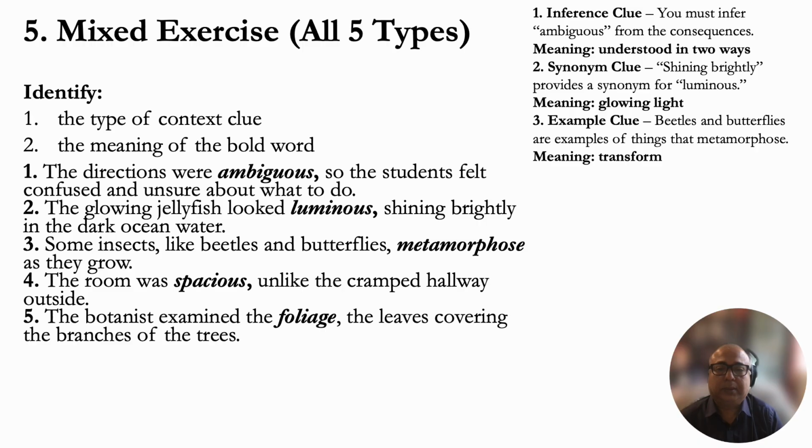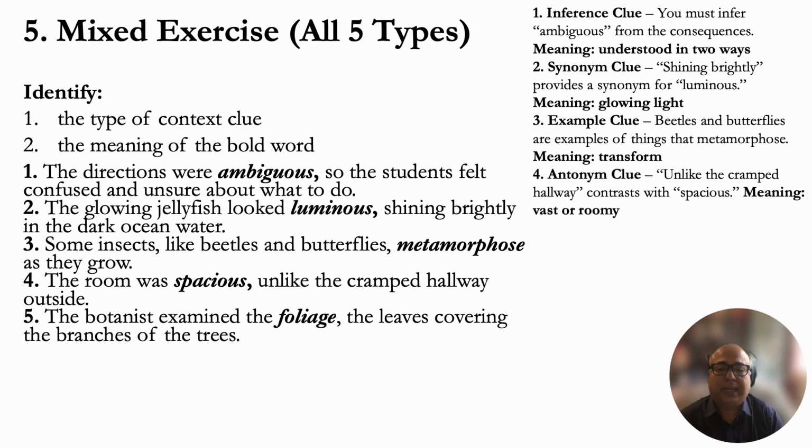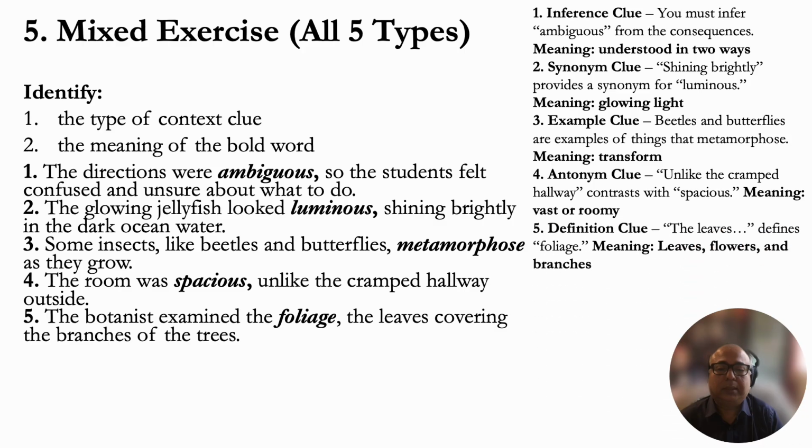Example clue. Right, did you guess it correctly? Number 4 is an antonym clue, right? The opposite of synonym clue. And the last one, did you guess the last one? Foliage. What is that? It's a definition clue. It says the leaves covering the branches of the trees, and they're called the foliage.